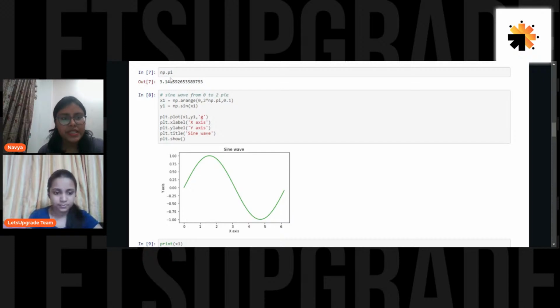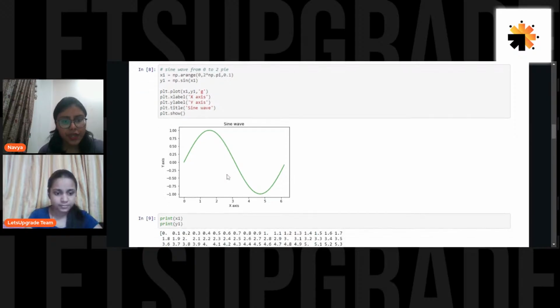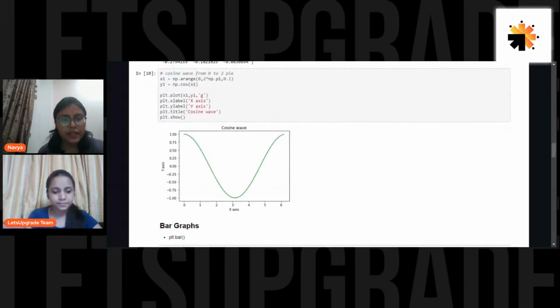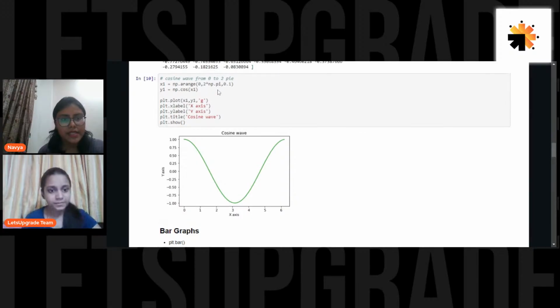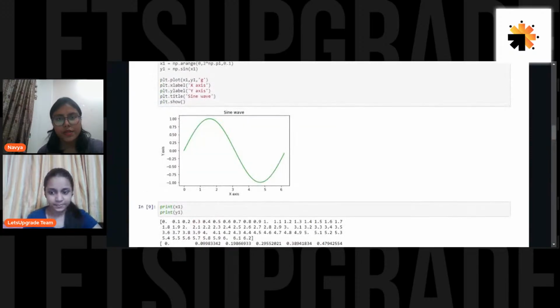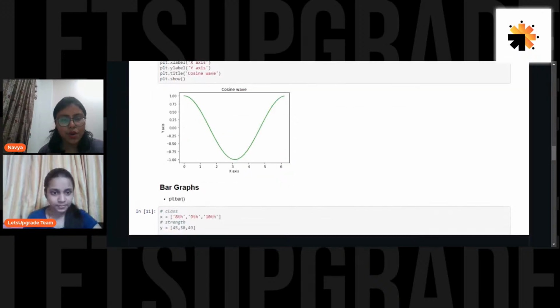So this is already being given, numpy.py, and it's the same thing again. You have x1, y1, then you give plot, give the title, and show it so you can see the graph. Okay. Again, you can draw a cosine wave in the same manner. How does the cosine wave work? Same. The cos wave also ranges from -1 to 1.